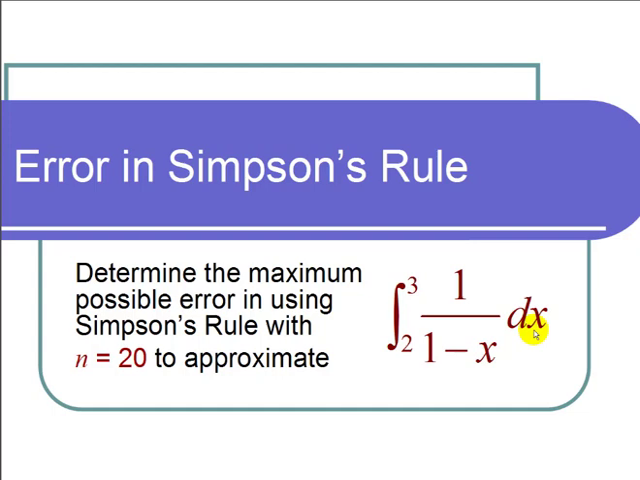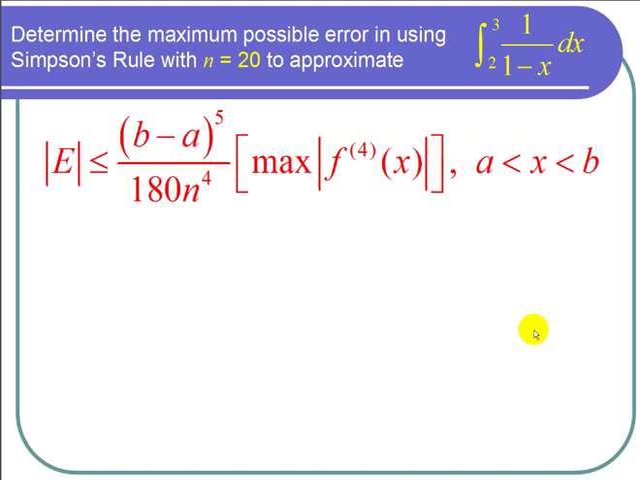So we'll use the error formula for Simpson's rule, which states that the error is always less than or equal to (b minus a) to the fifth divided by 180 n to the fourth times the maximum of the fourth derivative of x for x between a and b. So a and b and n, those are all easy. That's just 2, 3, and 20. But the fourth derivative, we have some work to do.